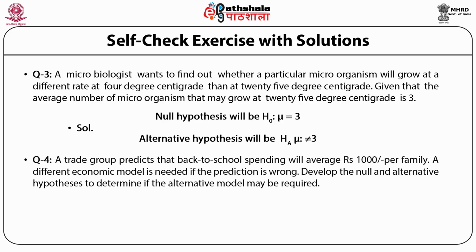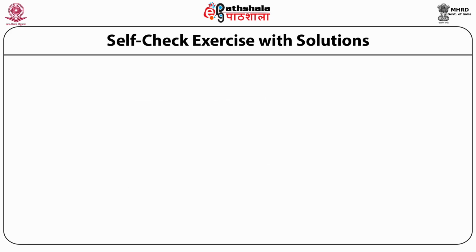A trade group predicts that back to school spending will average rupees 1000 per family. A different economic model is needed if the prediction is wrong. So now develop the null hypothesis and the alternative hypothesis to determine if the alternative model may be required. Simply here we are going to use a sign of equal to, because the question itself says that a trade group predicts that the back to school spending will average, they are saying that the average spending would be equal to 1000 per family. Therefore, the null hypothesis reads as mu is equal to 1000, and the alternative hypothesis will automatically be that mu is not equal to 1000. Let us take another example with a different situation.